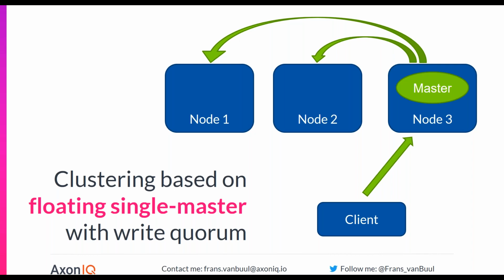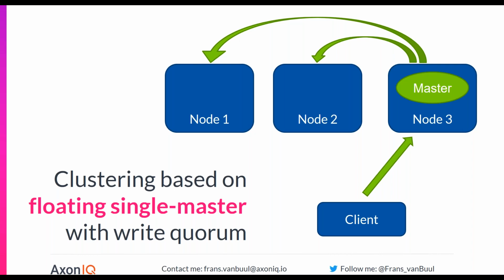And whenever the master receives an event from the client, it will immediately replicate that event towards the other nodes in the cluster. And it will report the event back to the client as being committed as soon as a quorum of nodes, so at least half of them, have acknowledged the event to the master. So this guarantees the durability and the availability of the data.